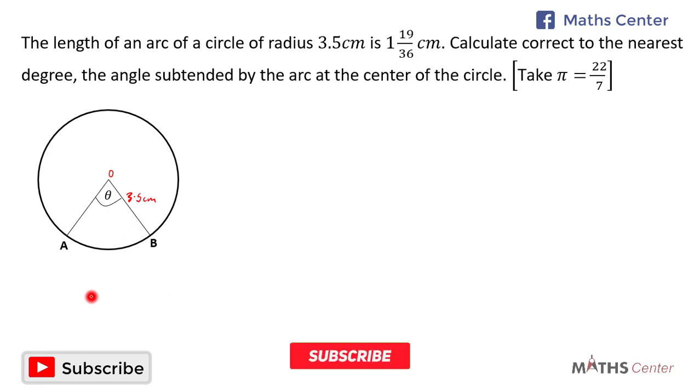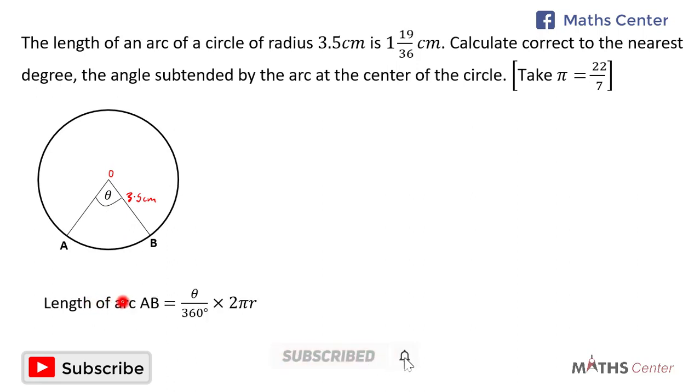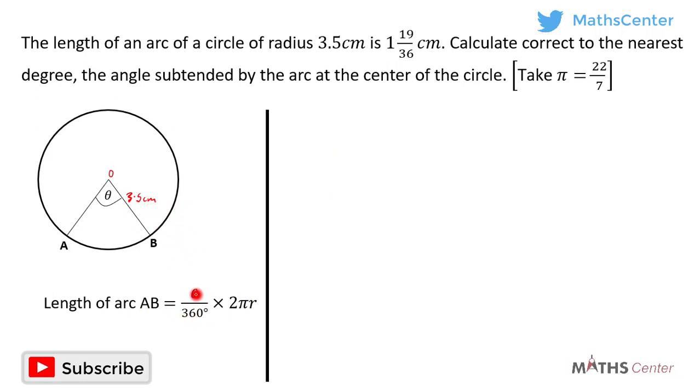From mensuration, we know that the length of an arc is given by the formula theta divided by 360 degrees times 2 pi r, where r is the radius of the circle and theta is the angle that the arc subtends at the center of the circle. We have the length of the arc to be 1 19/36 centimeters and the radius to be 3.5 centimeters. So we can substitute into this formula to get the value of theta.